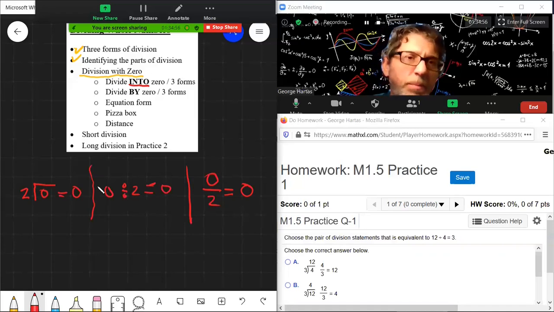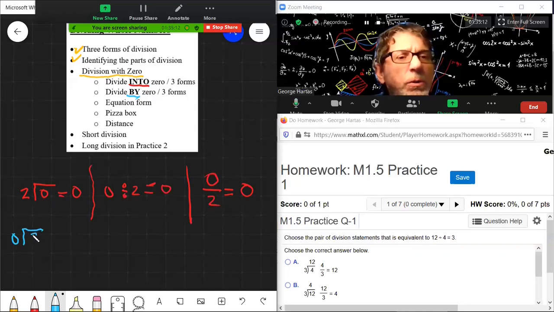Okay, so now let's flip this around. Let's divide by 0 and see what happens. Now we're going to divide by 0. So really what's going to happen is we're going to flip-flop the 0 and 2. 0 divided into 2, or you can say it as 2 divided by 0. Whenever you divide by 0, the answer is not defined, or undefined, no solution. They all mean the same thing. It's not possible to do so.